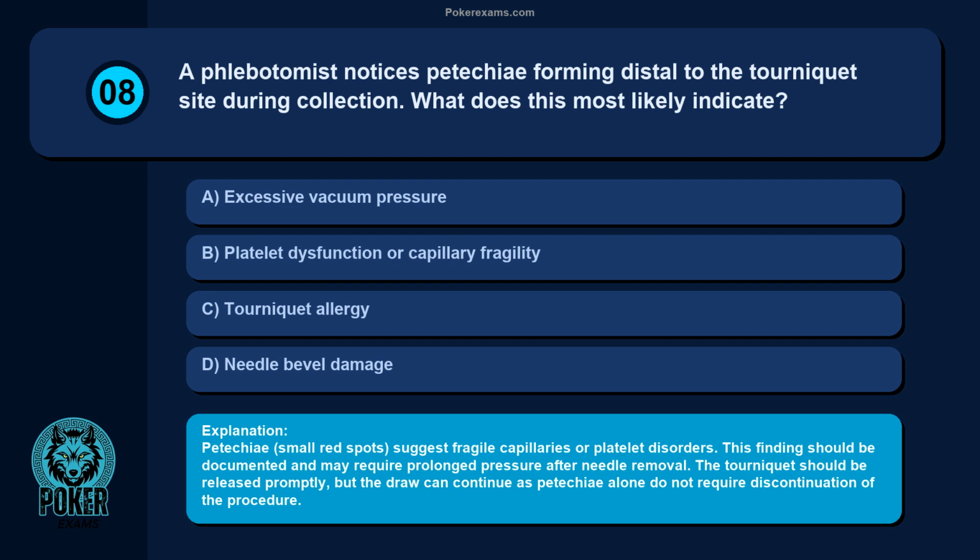Petechiae, small red spots, suggest fragile capillaries or platelet disorders. This finding should be documented and may require prolonged pressure after needle removal. The tourniquet should be released promptly, but the draw can continue as petechiae alone do not require discontinuation of the procedure.